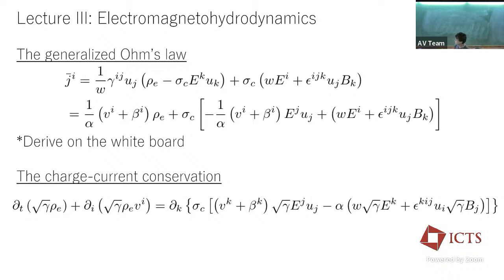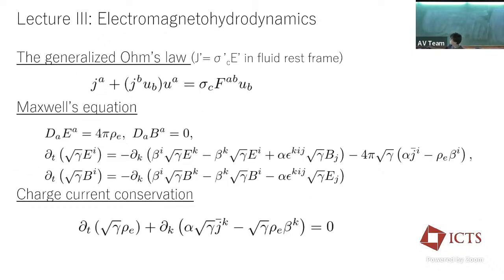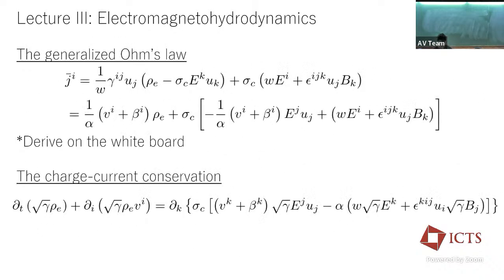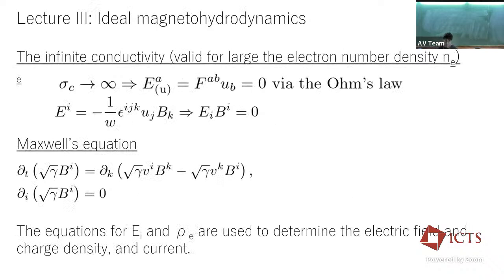So now you know how to evolve rho_e, which has a constraint from the Gauss law. Now you know how to evolve E^i, the electric field, and the magnetic field. Then the system is closed. But of course, you need to assume some functional form or physically motivated model for the conductivity sigma c. It depends on the situation you want to consider. Okay, this is the MHD-Euler equations in general form.